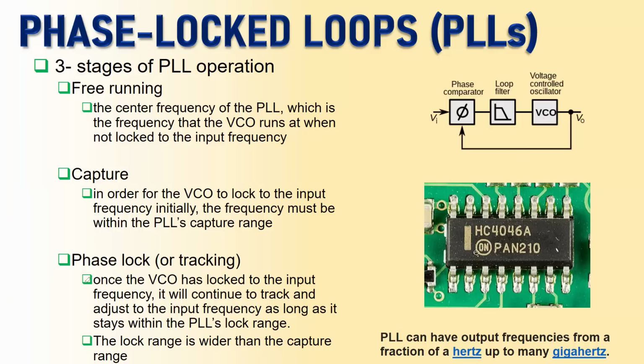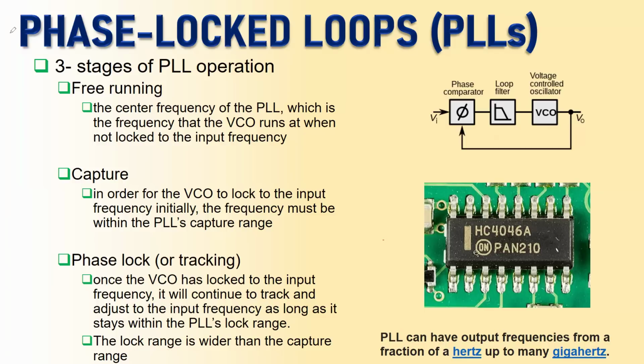And the third stage is called phase lock, or the tracking stage. It means once the VCO signal frequency is locked to the input frequency, the PLL will continue to track and adjust to the input frequency as long as the input frequency is within the capture range of the PLL. And the PLL's lock range is wider than the capture range. This is the third point you want to mention. So there are two things to be named. One is called the PLL's capture range, and the second point is the PLL's lock range. These two important points you need to understand.